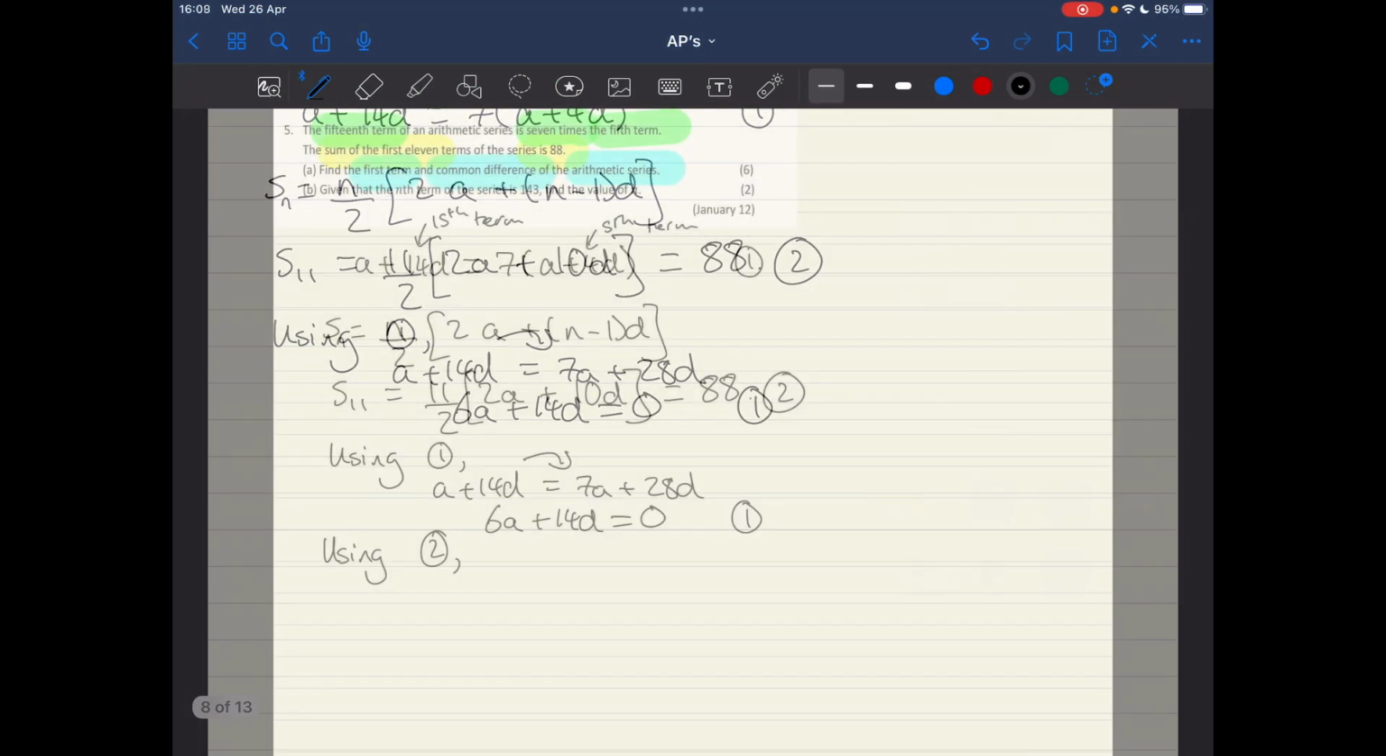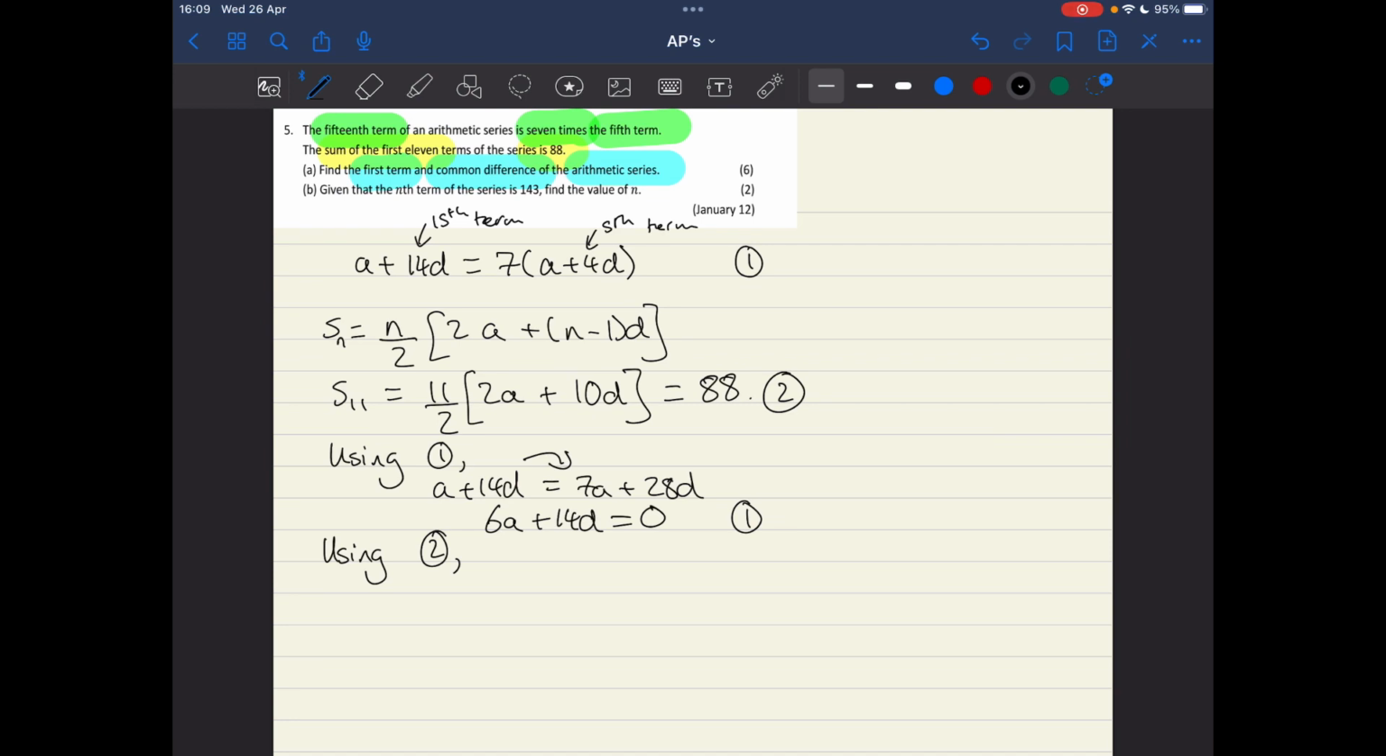And then doing equation number 2 again, we have 11 over 2, 2a plus 10d is equal to 88. I'm going to take the 2 inside now. So 2 divided by 2 is just 1, and 10 divided by 2 is 5, and then multiply both by 11. So I got 11 times 1, which is just 11a, and 11 times 5 is 55d, and that is equal to 88. And that is equation number 2.